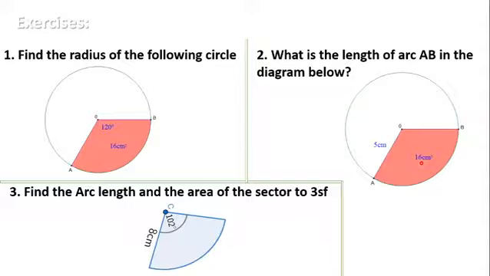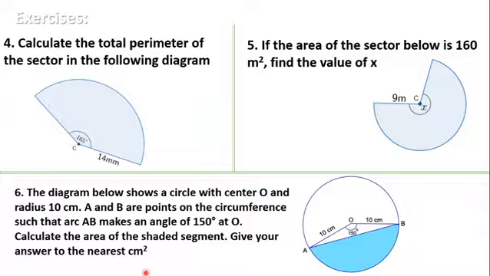The third one, find the arc length and the area of the sector to 3 significant figures. So you have to find the length of the arc. Let me not bother to give you clues. I'm sure you should be able to find your way around it. And then you have to find the area of the sector as well. Question 4 says that you should calculate the total perimeter, don't forget that, of the sector in the following diagram. You're given the radius and the angle, and you have to find the perimeter of the sector. I'd like to see what you do on that.